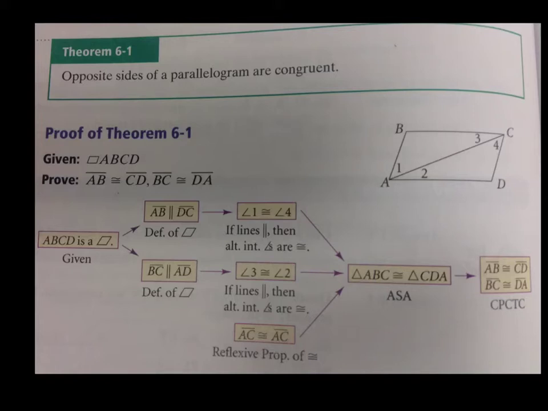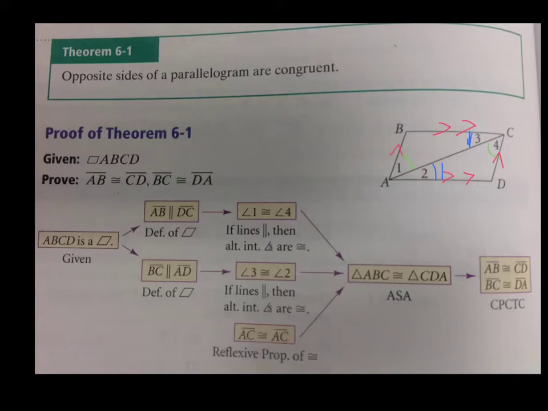First, we're given it's a parallelogram, so we know both pairs of opposite sides are parallel. So we know the top is parallel to the bottom and the left side is parallel to the right side. Well, if the top is parallel to the bottom, then you know that angles 2 and 3 are congruent. And if the left side is parallel to the right side, then angles 1 and 4 are congruent.